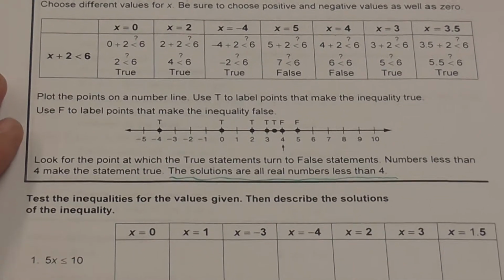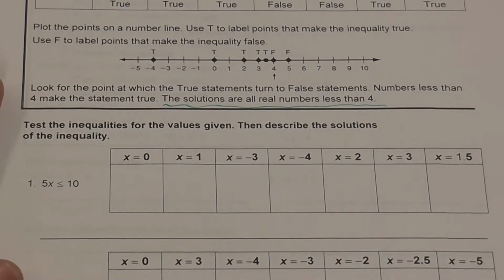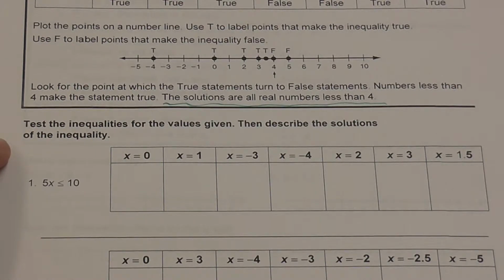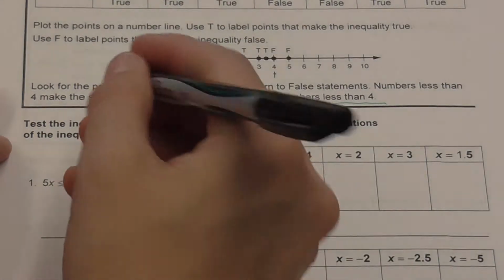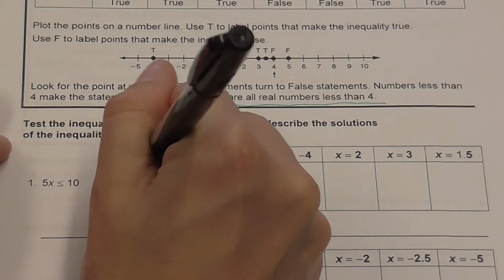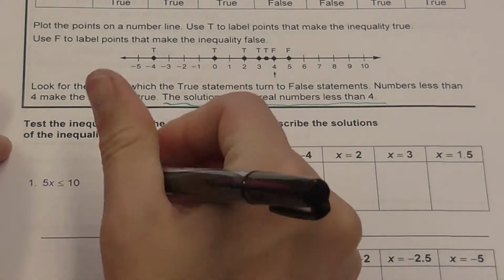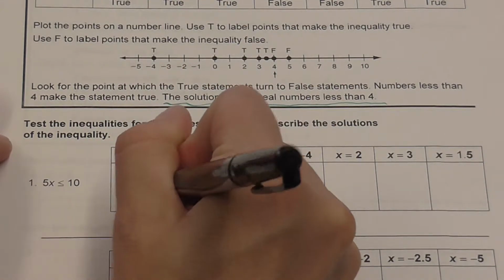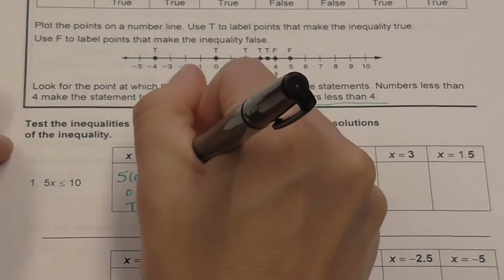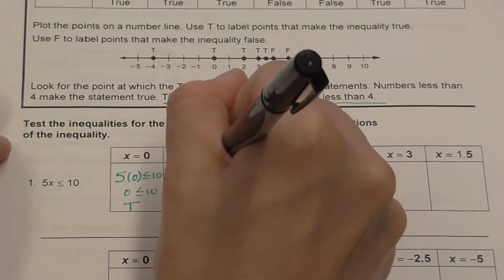Okay, so taking a look at what we've got, let's test the values that we have here, and then we can describe the solutions to the inequalities. So 5 times 0 is less than or equal to 10. Well, is 0 less than or equal to 10? True. All right, 5 times 1 is less than or equal to 10.